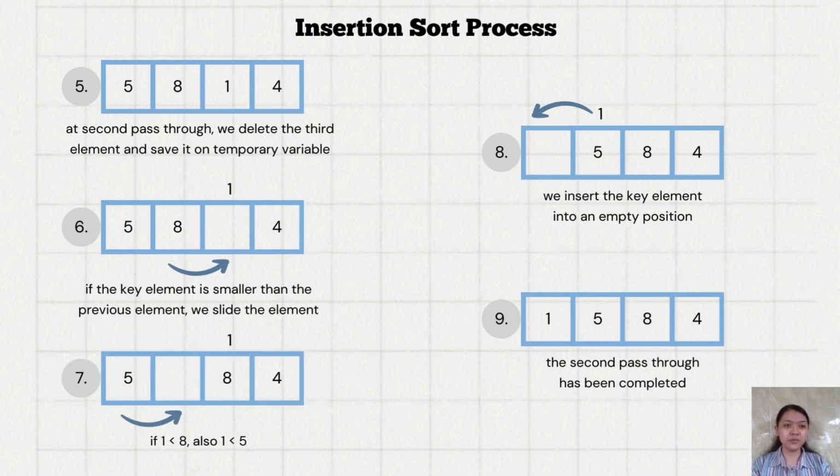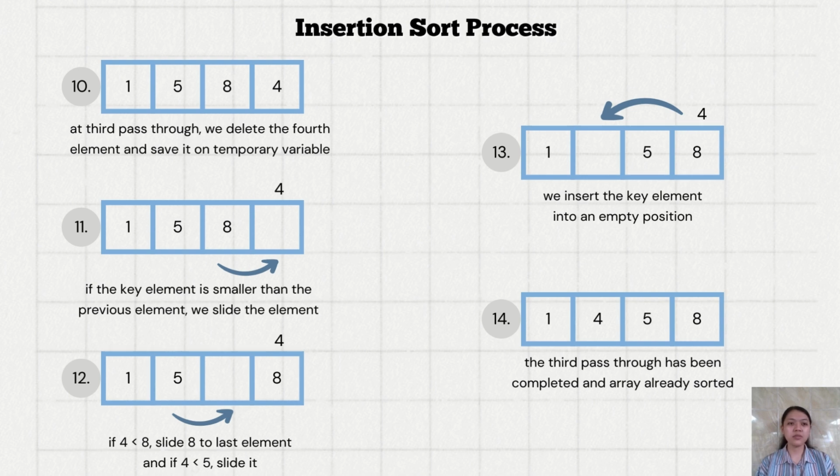At the second pass-through, we delete the third element, or 1, and save it in a temporary variable. If the key element is smaller than the previous element, we slide the elements. We compare number 1 with the previous elements, or 8 and 5, and 1 is smaller than both, so we insert the key element, or 1, into an empty position. And the second pass-through has been completed, and the array is now 1, 5, 8, and 4.